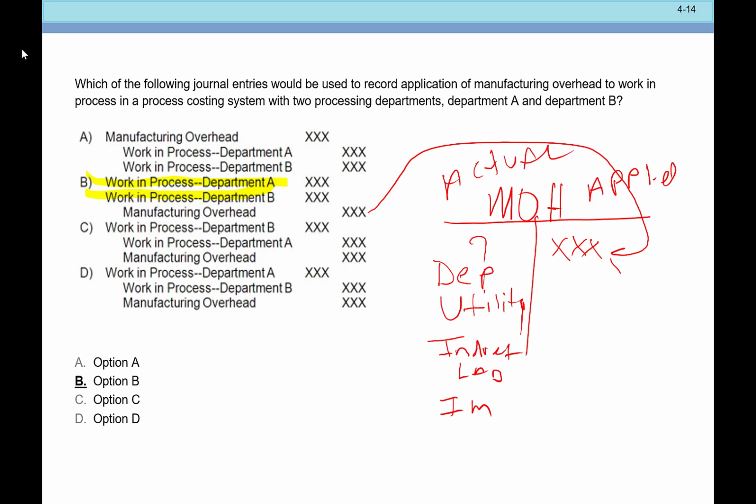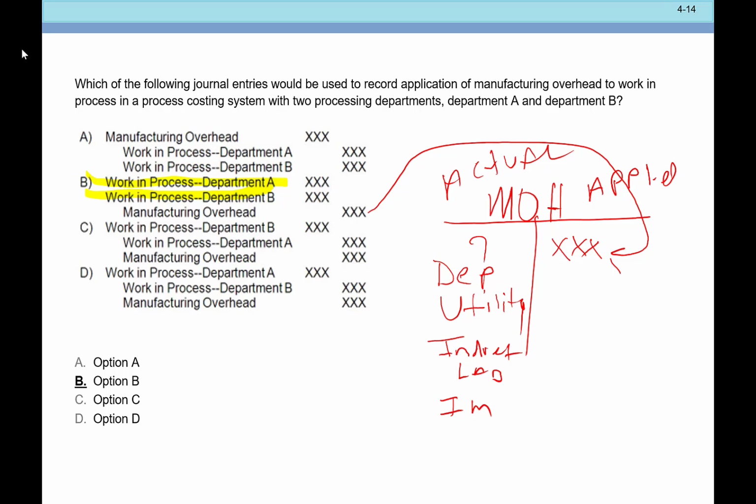As I said, we're going to consider journal entries in this class. Which of the following journal entries would be used to record application of manufacturing overhead to work in process in a process costing system with two processing departments, Department A and Department B? Now, you will never debit manufacturing overhead and credit work in process. That's nonsense. It is always going to be a credit to the manufacturing overhead, right? That's the applied. So you can immediately get rid of choice A.